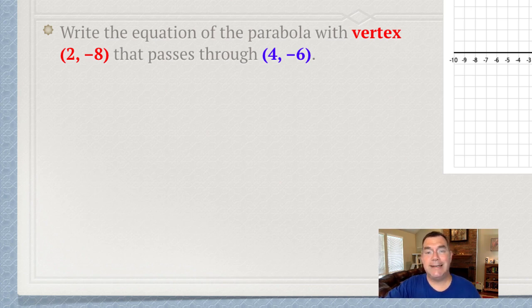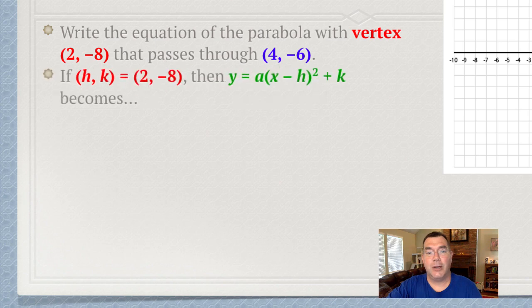I always need an additional point so that I can figure out if the parabola has been stretched or compressed, or if it's right side up or upside down. I need to know where it is, even though I know where the vertex is. So the vertex is at (2, negative 8), so my equation becomes y equals a times (x minus 2) squared minus 8.